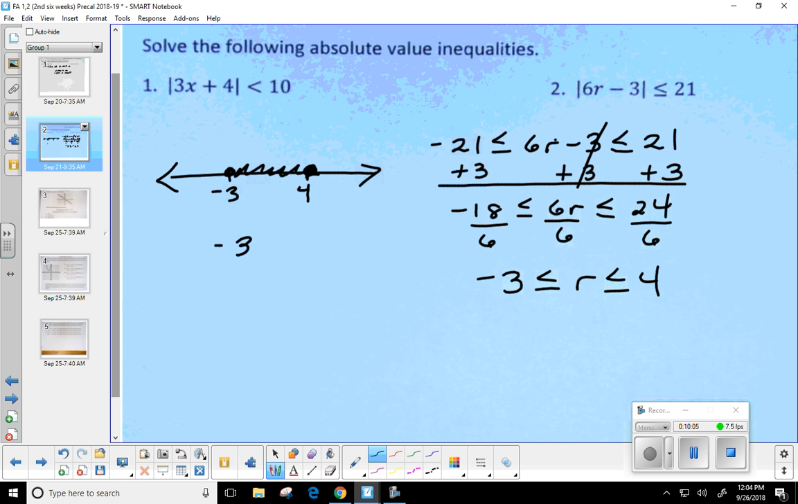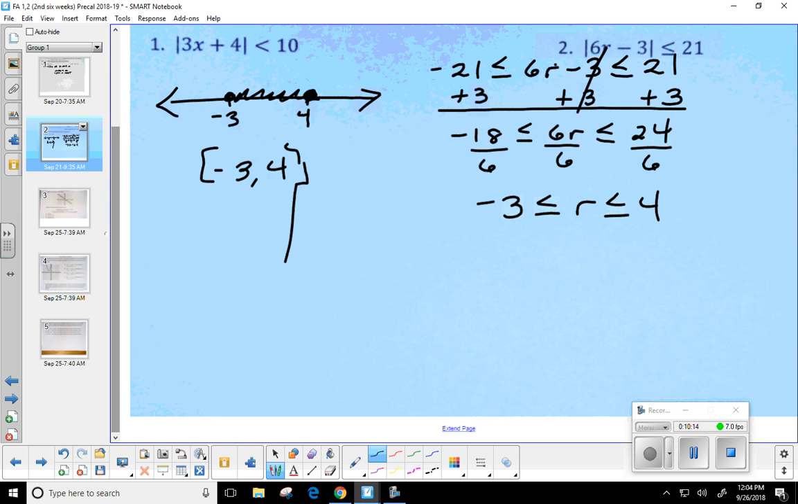I know that -3 is my lower boundary, 4 is the upper. But how would I close this time? Brackets, because they are included. If I plugged in either -3 or 4, it should make it a true statement, unlike the previous one.